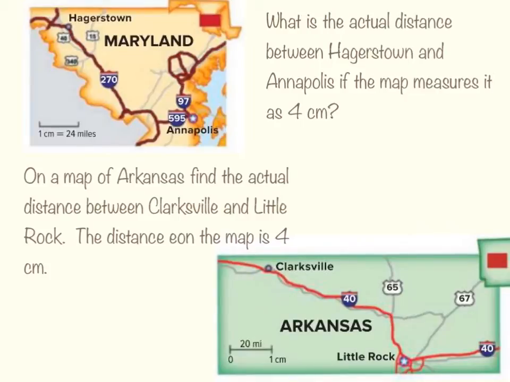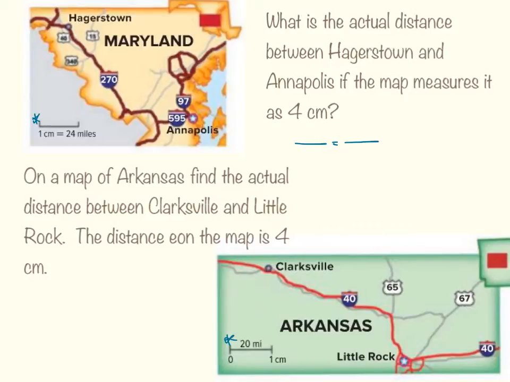The most famous scale, I would think, would be that on a map. If you look here, this is a scale, and down here in Arkansas, there's your scale. What we're going to do is use that scale and the number that they mentioned in the word problem to set up a proportion. In Maryland, we have to figure out the actual distance from Hagerstown to Annapolis.